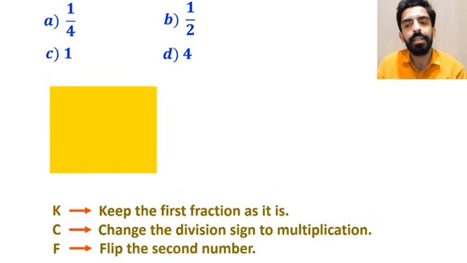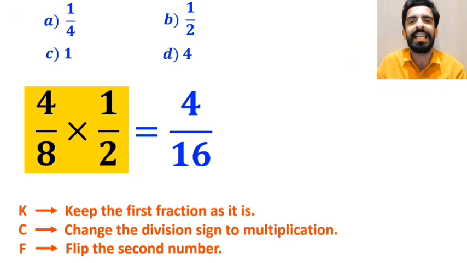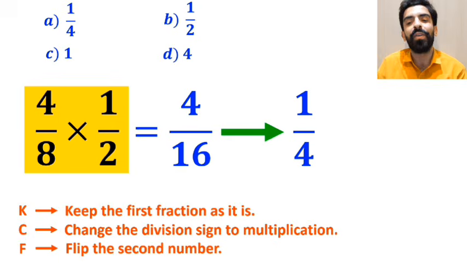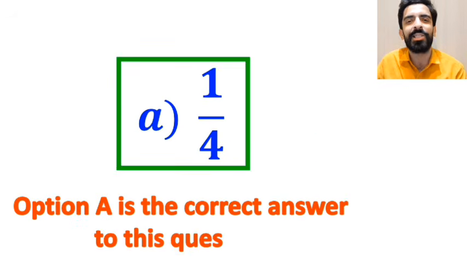So, instead of the highlighted part, we write it as 4 over 8 multiplied by 1 over 2, which ultimately gives us the answer 4 over 16. And it simplifies to 1 over 4. That's great. Option A is the correct answer to this question.